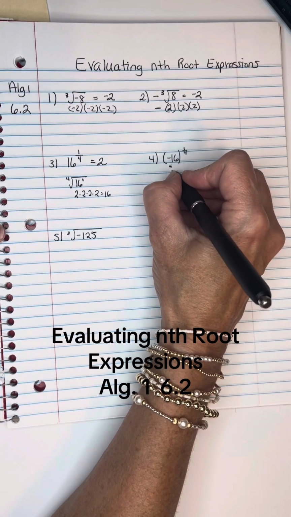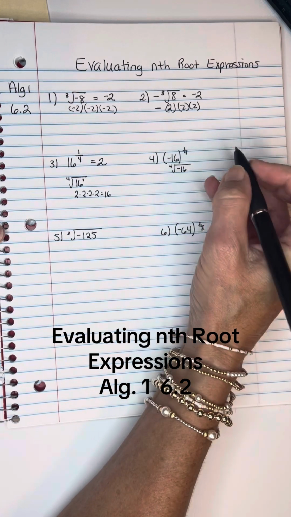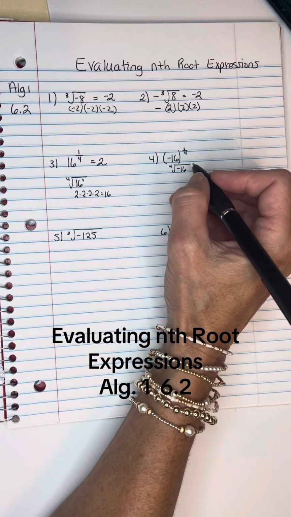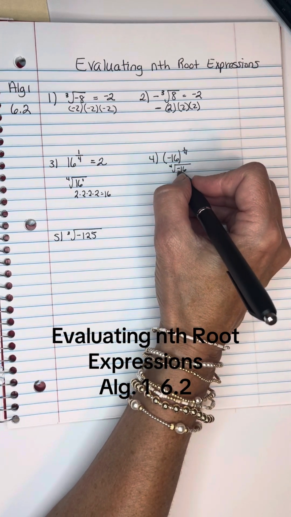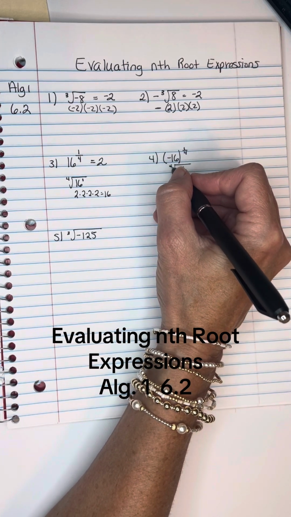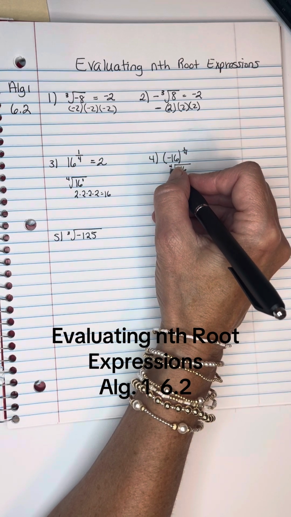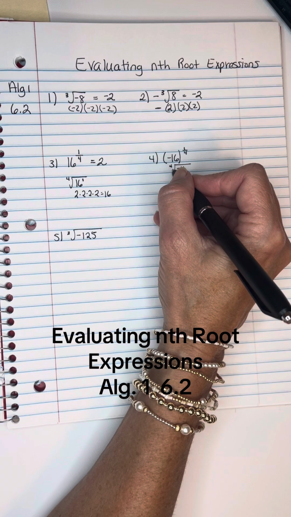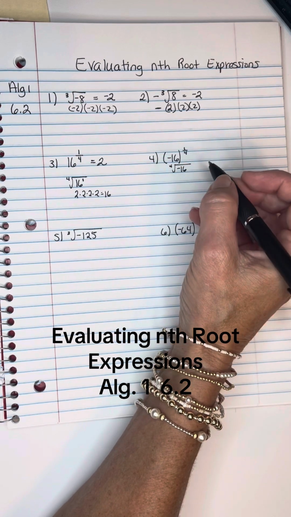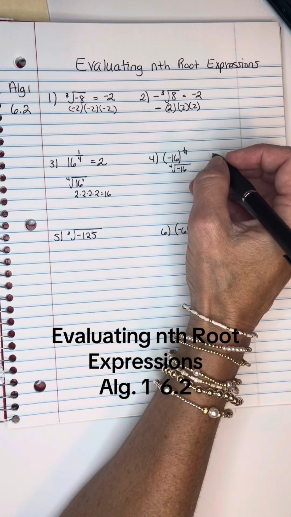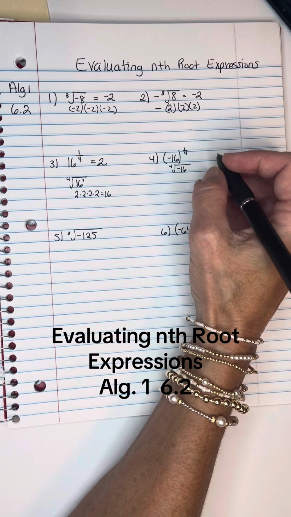All right, and then we have the same problem, but with a negative inside the parentheses. So that means the fourth root of -16. Keep in mind that you cannot have a negative under a radical if the index is even. It's going to be an imaginary number that you will study in a later course. So this one right here is not a real number.